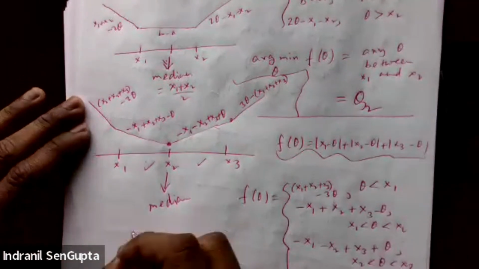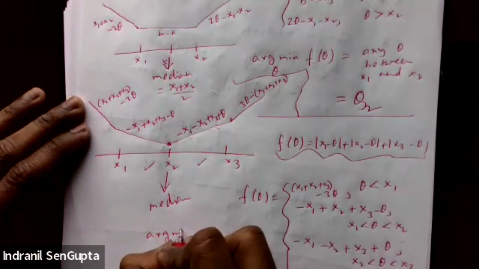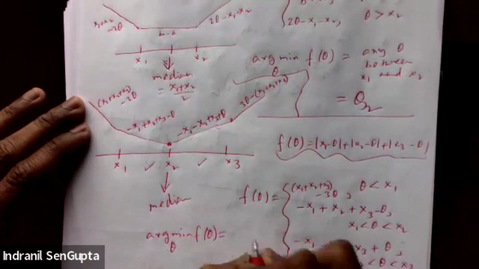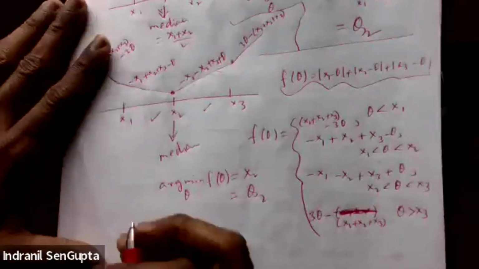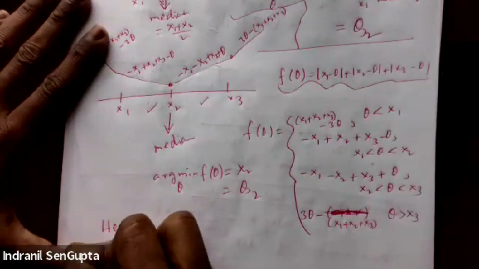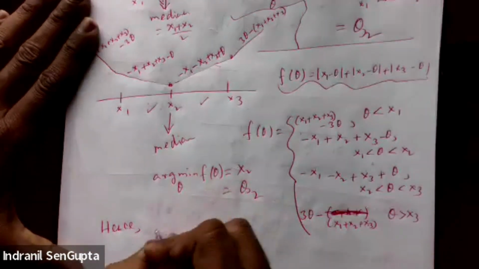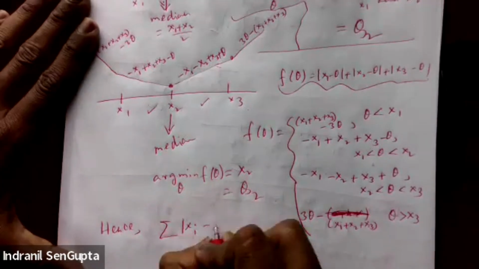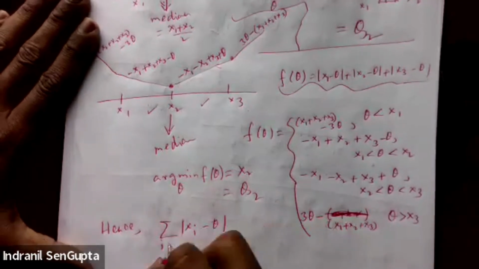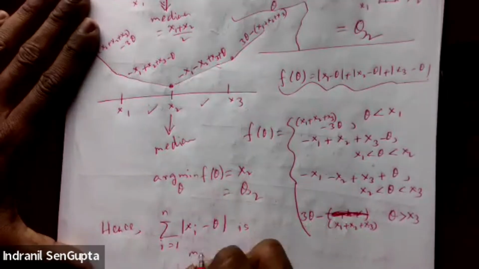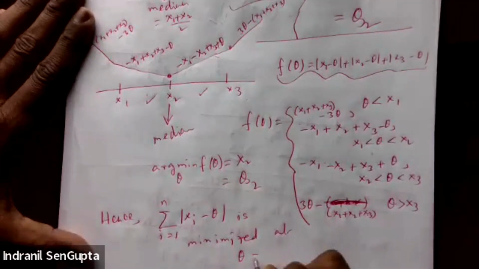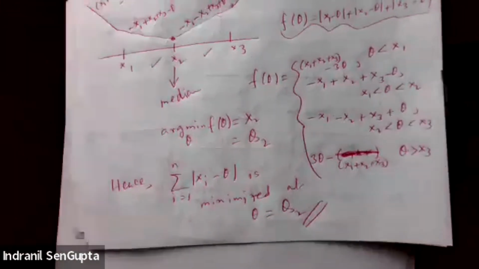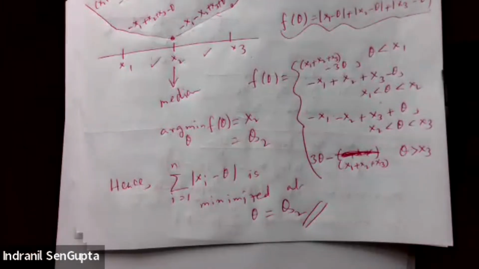Okay. So in this case also, argmin over theta of f(theta) would be x2, which is Q2. Hence this quantity, the summation of |xi - theta| for i from 1 to n, is minimized at theta equal to Q2. And that is something we used in the previous one. This is just an aside, because the last one was not very mathematical.